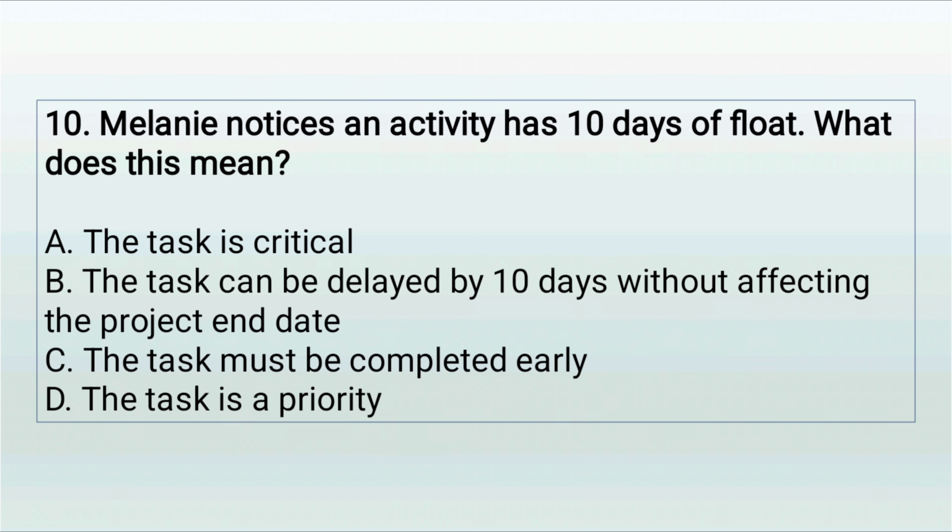Question 10. Melanie notices an activity has 10 days of float. What does this mean? A, the task is critical. B, the task can be delayed by 10 days without affecting the project end date. C, the task must be completed early. D, the task is a priority.